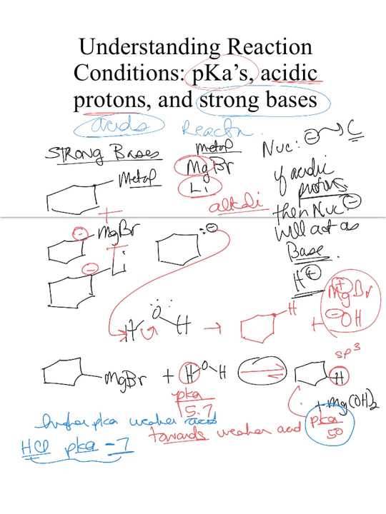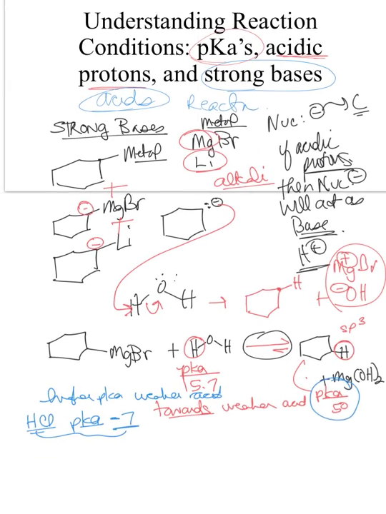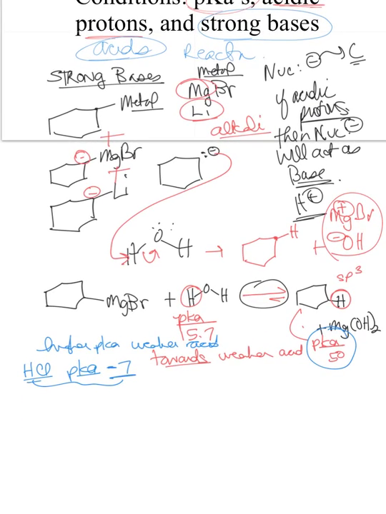Okay, so you've got to recognize these strong bases, and you also got to recognize your acidic proton. Now, other strong bases. Strong bases are alkoxides. Alkoxides can be like methoxide.